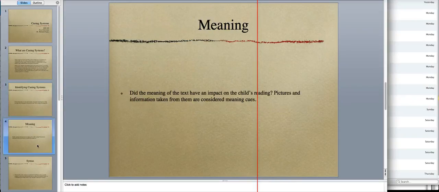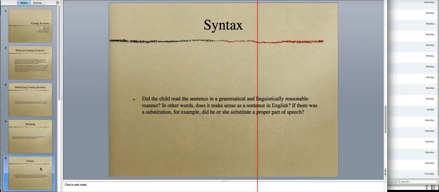Meaning is, does the child understand the meaning of the text? They can use, especially at the primary and pre-primer level, pictures and information to help them gather meaning. Syntax, we're looking at grammar and linguistics. Does the sentence make sense in English? If there is a substitution, does the child use the proper part of speech? So maybe they're reading a story about a horse, but they look and they call the horse a pony. Well, there's really good meaning going on there.